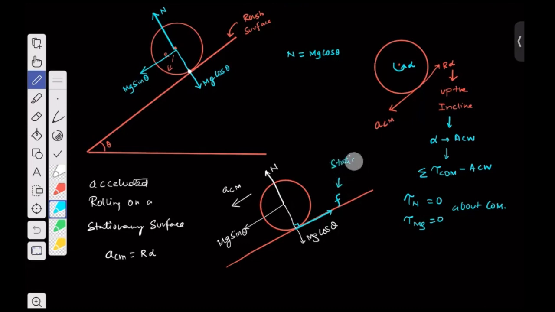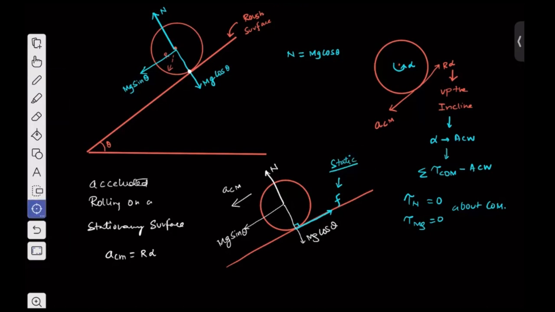First of all, it will be static friction. So we don't know the magnitude. The only thing we know is that whatever the friction force will be, it may act either up the inclined plane or down the inclined plane.